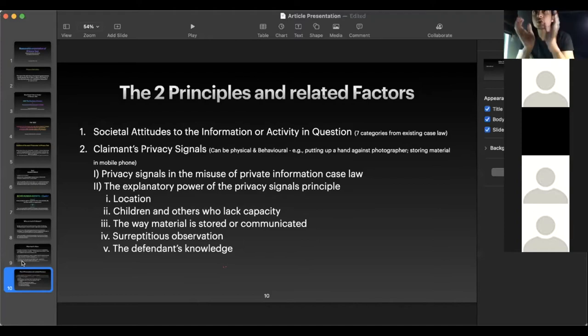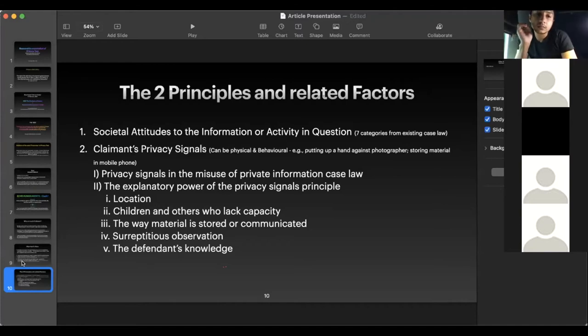Even though she argues that the material itself gained from the surreptitious observation might not be private. So for example, there's this covertly taken material from your private space, and you were just lying in your bed, or maybe you were just reading a book. Even though the society would not consider the act a private one, by virtue of it being covertly taken, it puts the onus on the defendant.